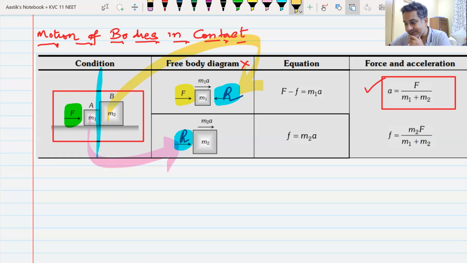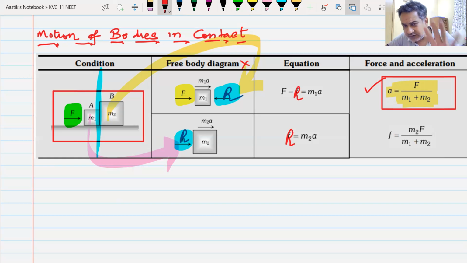So there are only two things that they are going to ask. Either they will ask you the acceleration of the two blocks, or they might ask you the force between the two blocks, or the reaction force between the two blocks, which is given by this R. So what is the value of this R? To get the value of this R, you will have to draw the free body diagram, else you will not be able to get this. Therefore, the chance of them asking this force is very less.